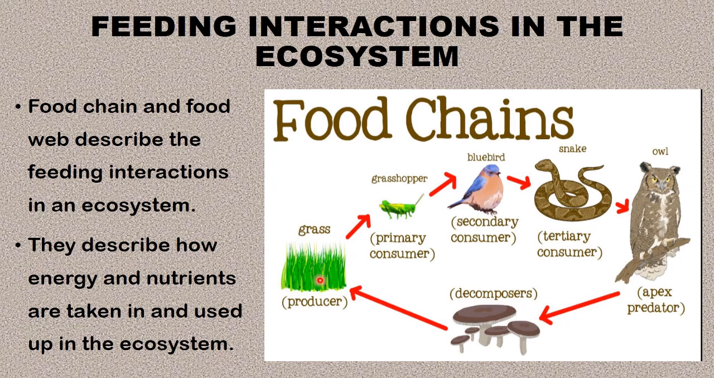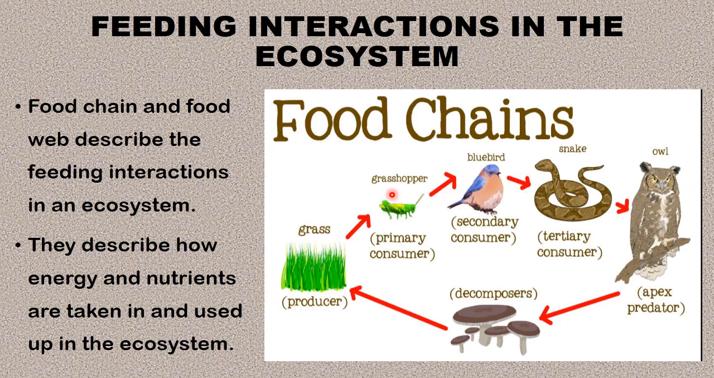The producers are also called autotrophs. They produce their own food by themselves using the energy from the sunlight, water, and carbon dioxide to produce their own food. Grass and all green plants fall under producers.